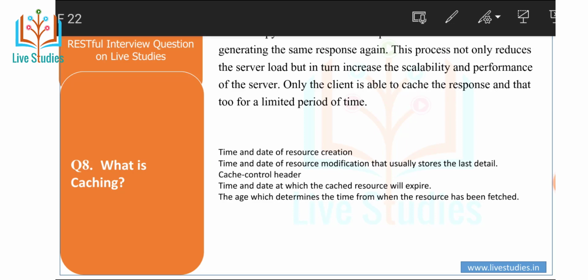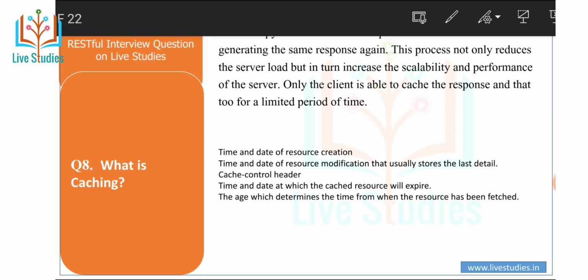Means time and date of resource creation, time and date of resource modification that usually store the last detail, cache control header, time and date at which the cached resource will expire, and the age which determines the time from when the resource has been fetched.